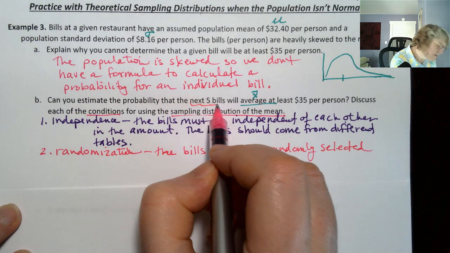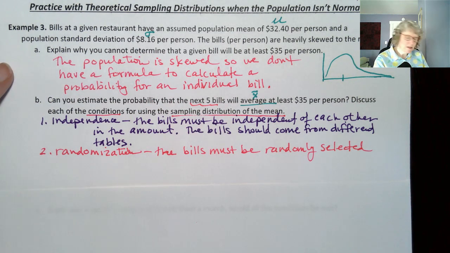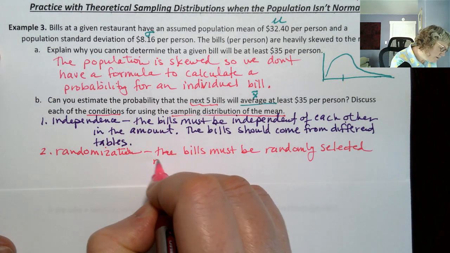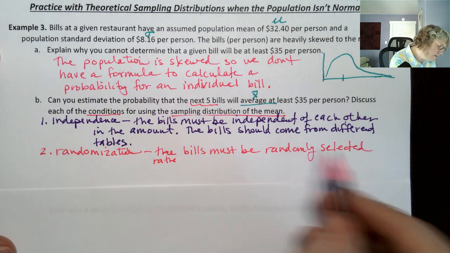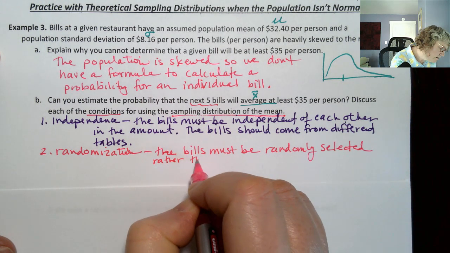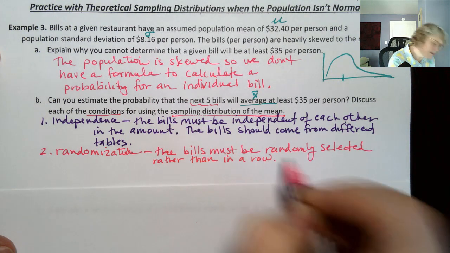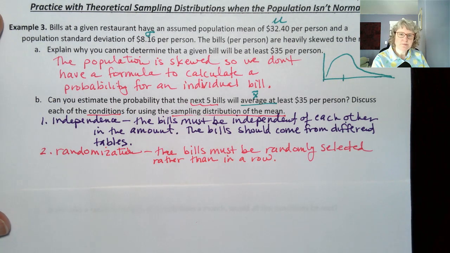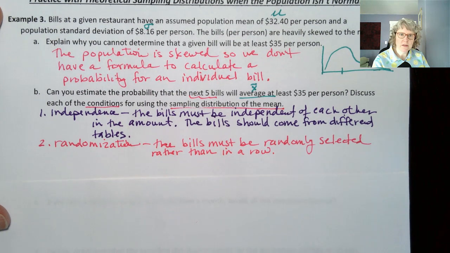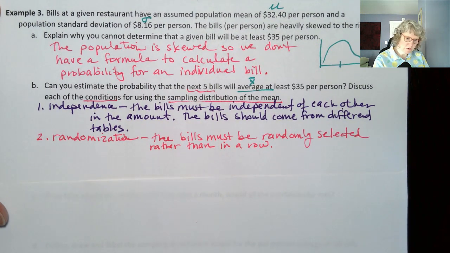Okay, so this next 5 is kind of a problem. I'm going to say randomly selected rather than in a row, or you could say successive. So we should randomly select the bills.